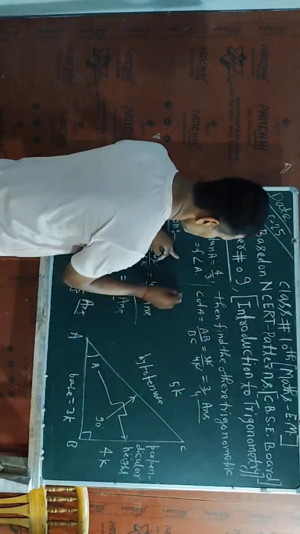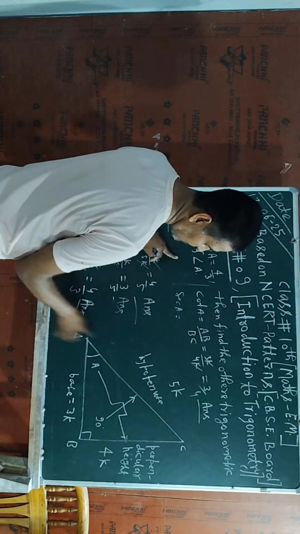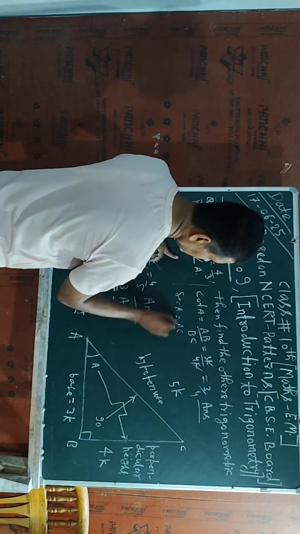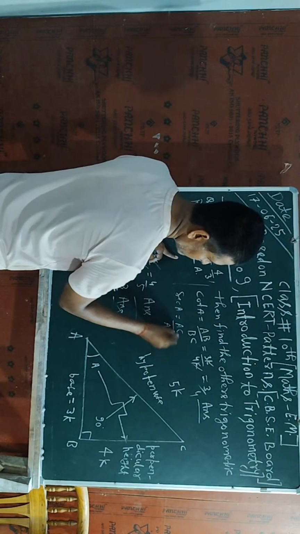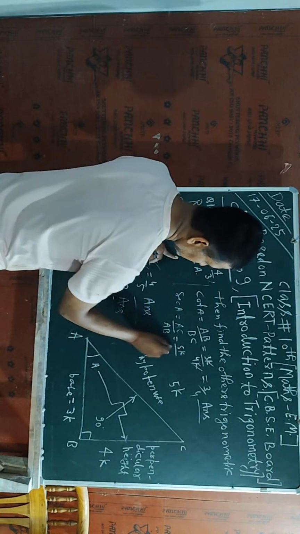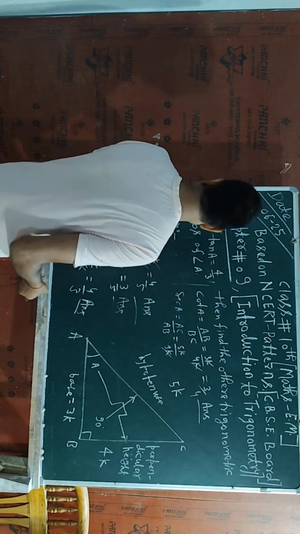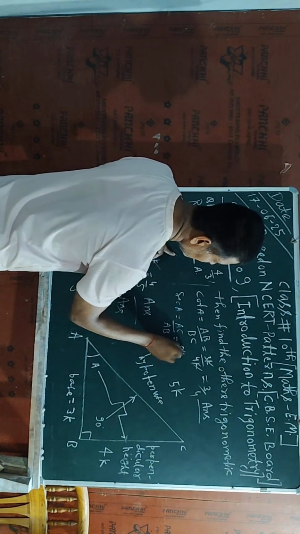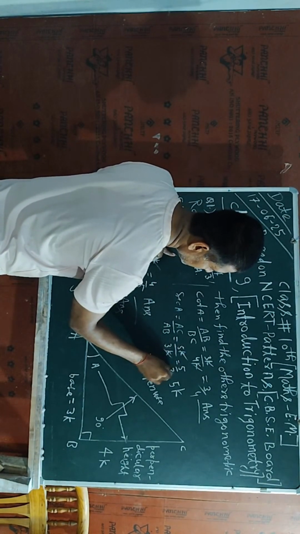Now next I will find sec A. Sec A is equal to hypotenuse divided by base, that is AC divided by AB. The value of AC is 5K and the value of AB is 3K. So again K and K will be cancelled out. So here I will write 5 divided by 3.